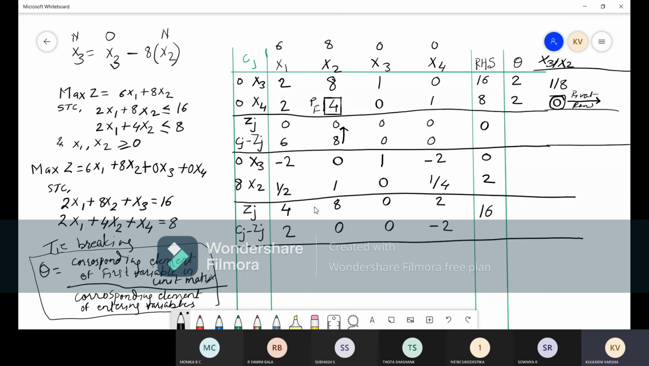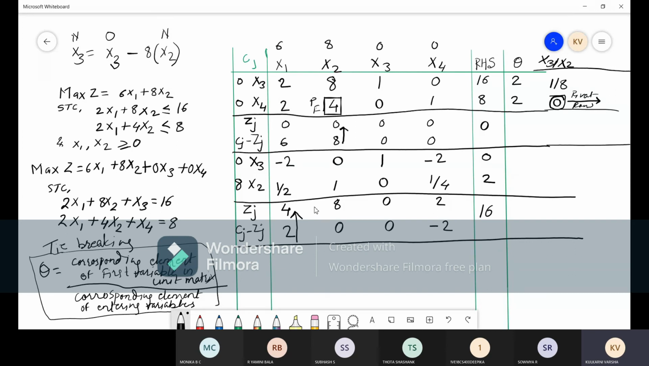Among this Cj minus Zj, which is the positive value? 2, 0, 0, minus 2. Forget the minus and the 0; the only positive value is 2, and that is the maximum. So in the next iteration, x1 will be entering. As x1 is entering, we need to find out which one will be leaving, so here we'll calculate the theta. How do we calculate the theta? RHS divided by the corresponding element of the entering variable.